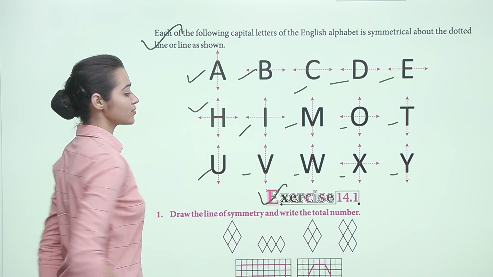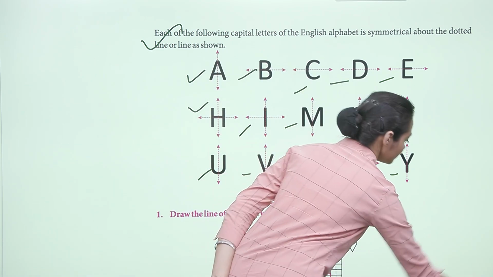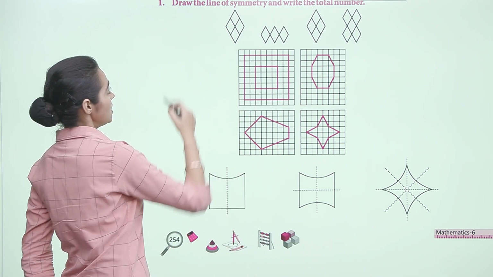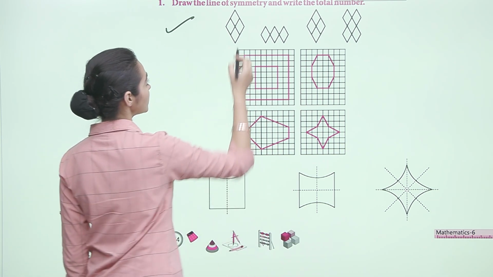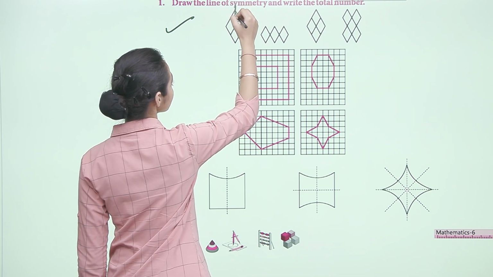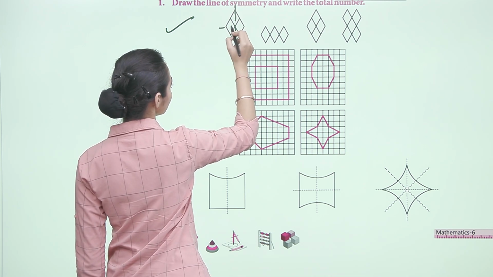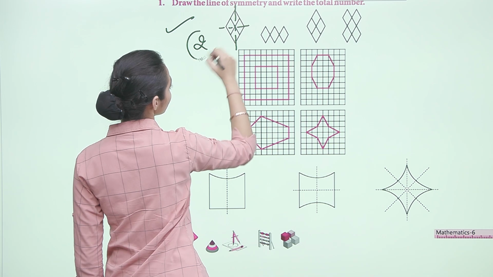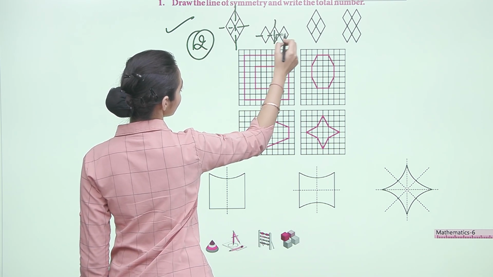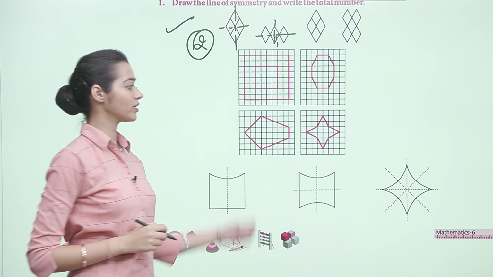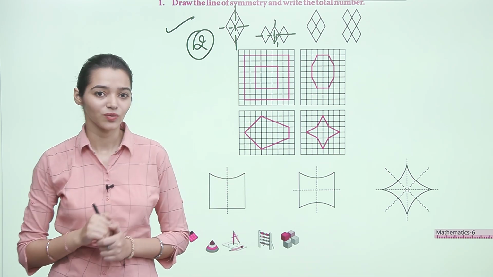Now let's start with our exercise 14.1. In the first part, we have to draw the lines of symmetry and write the total number. So the lines of symmetry that can be drawn here are 1 and another one is 2. So two lines of symmetry can be drawn here. In this one we can draw 1 and another one is this. So two lines of symmetry can also be drawn here. That's how you can complete the remaining ones.